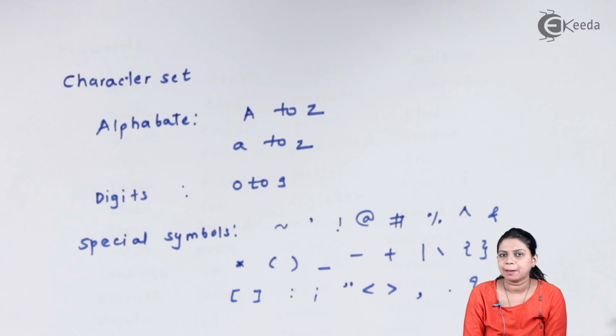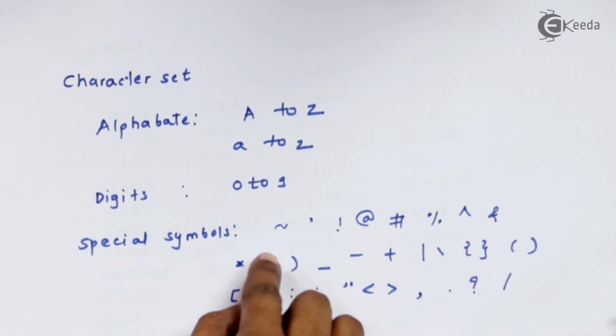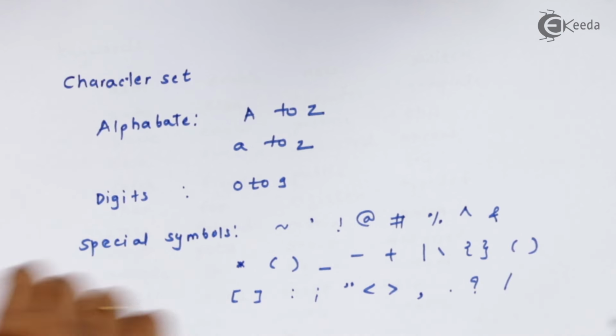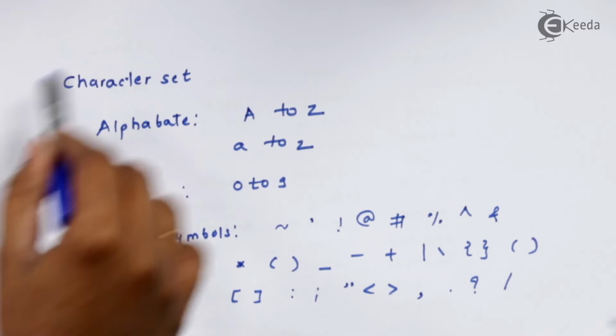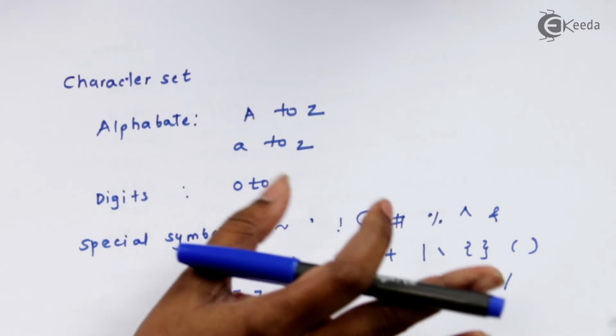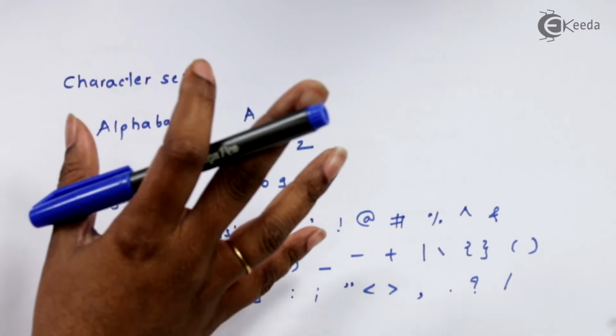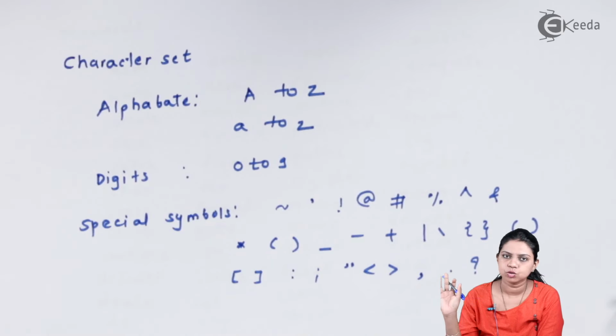Alphabets means what? Capital A to Z and small a to z. Next, some digits, 0 to 9, and some special symbols. They are like this. So these are some of the special symbols which are allowed while writing a C++ program. So this entire thing forms what? The character set of C++. While writing a C++ program, only the characters which are there in the character set of C++ are allowed to be used.